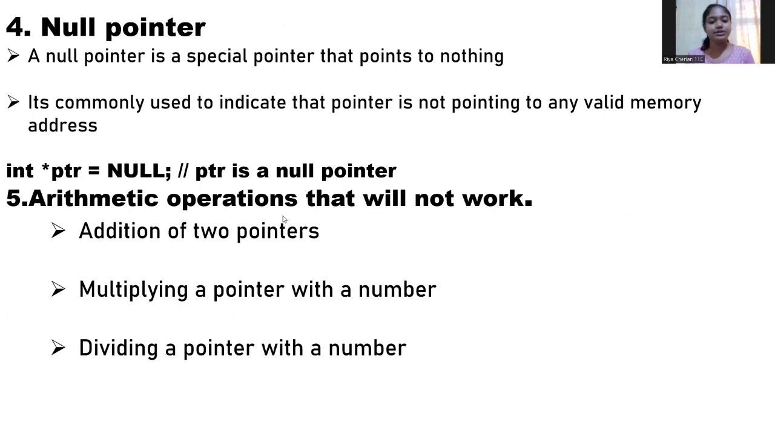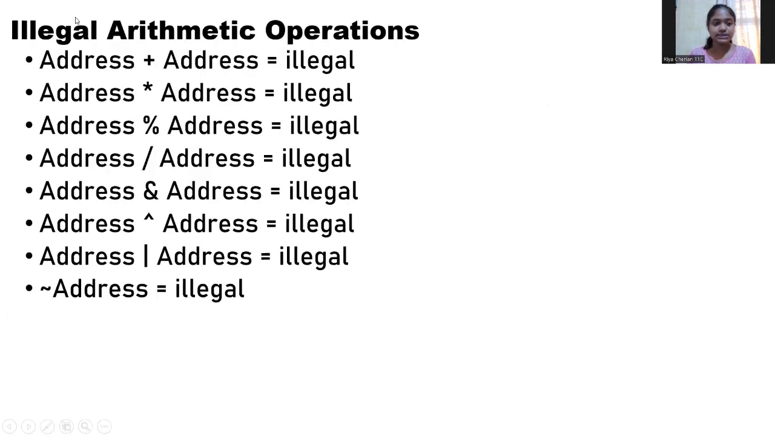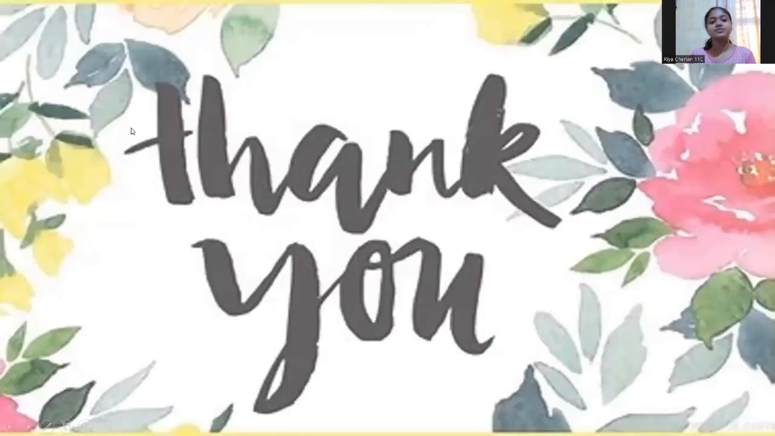Arithmetic operations that will not work: addition of two pointers, multiplying a pointer with a number, dividing a pointer with a number. As you can see, these are the illegal arithmetic operations.